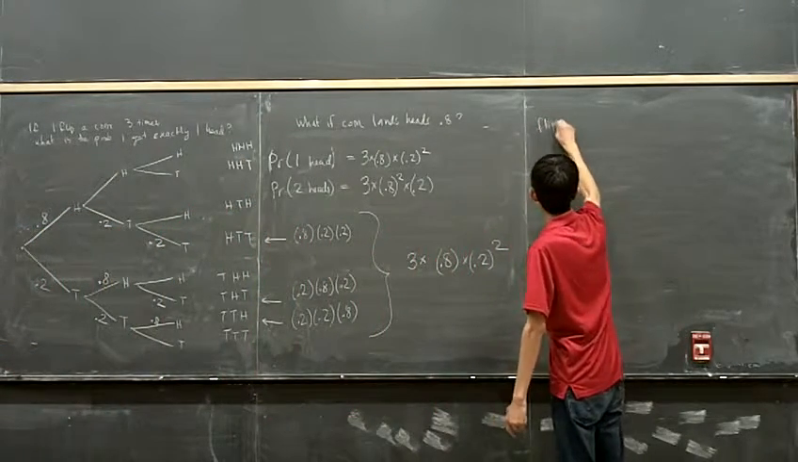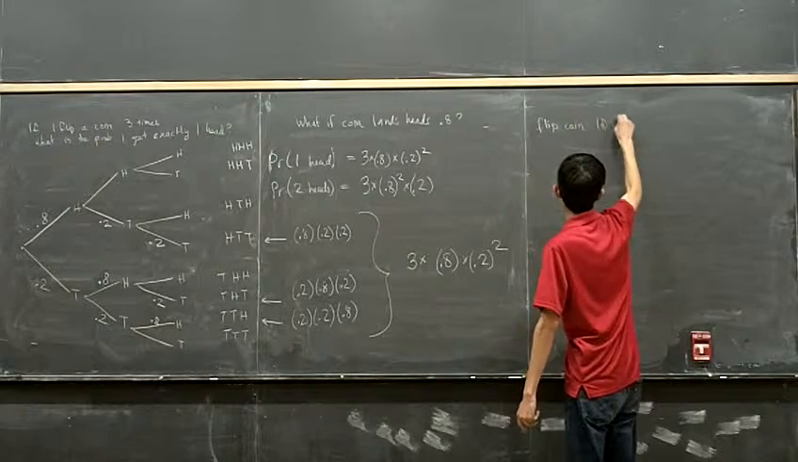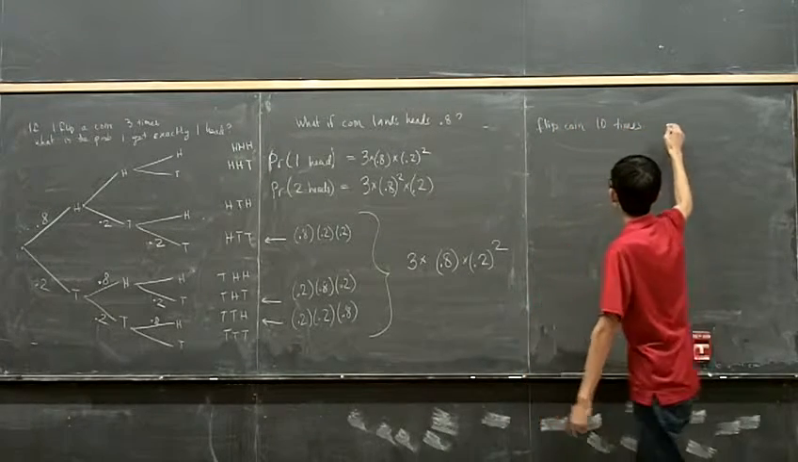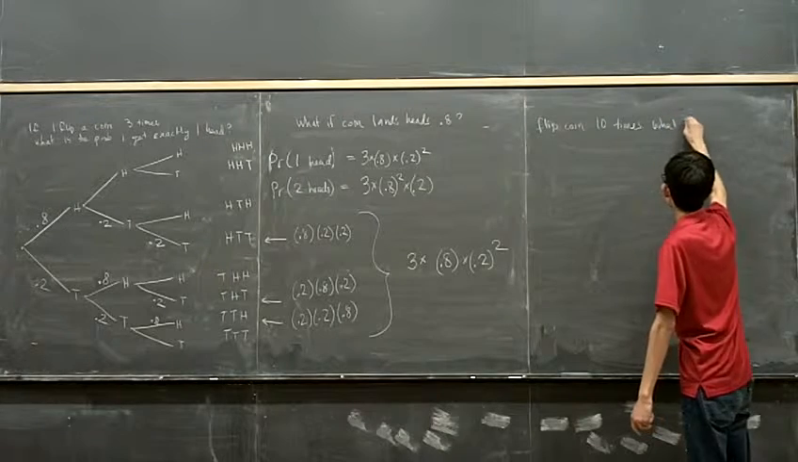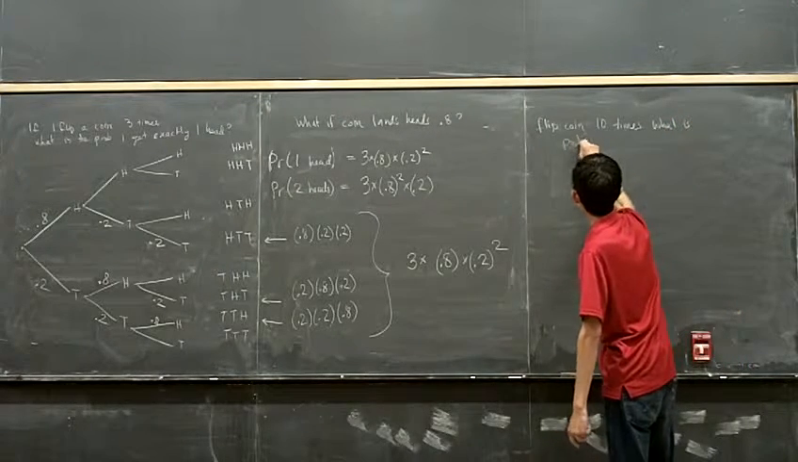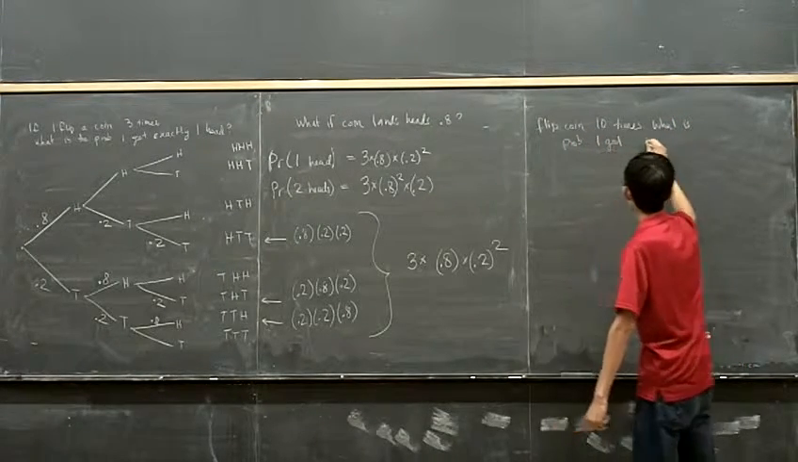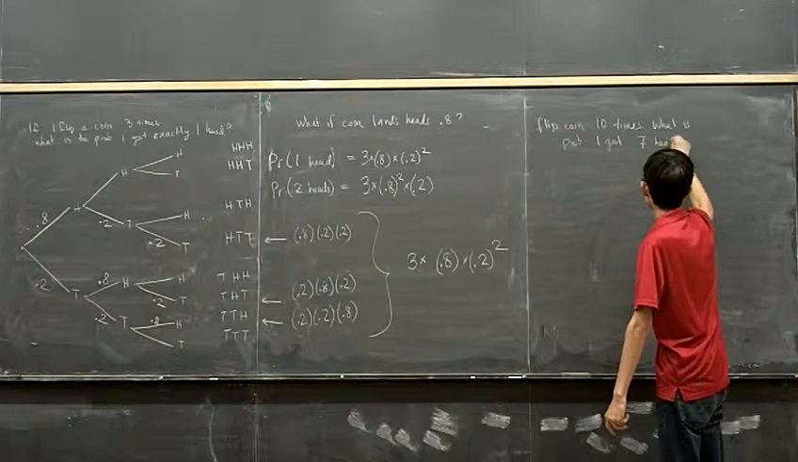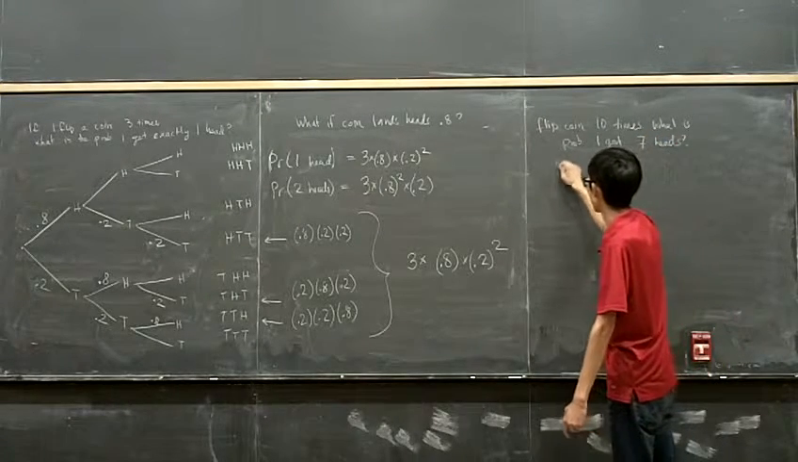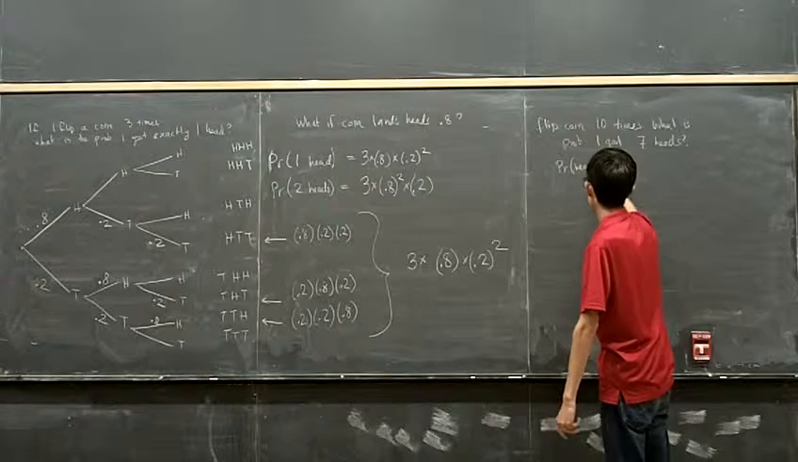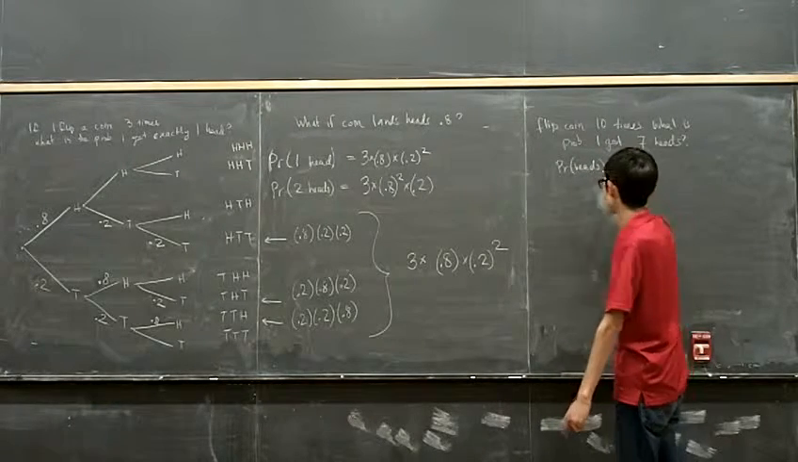So I could make this harder, or not harder, but just more tedious, if I said, okay, now we're going to flip the coin 10 times. What is the probability I get 7 heads? And let's assume that the probability of heads is still 0.8.